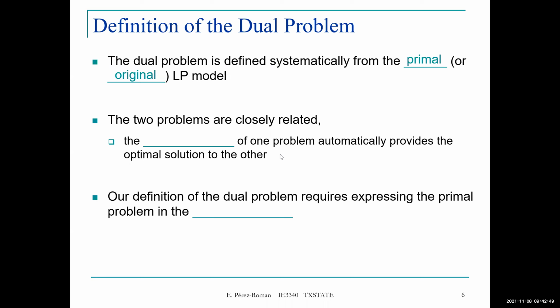The two problems are closely related, and the optimal solution of one problem automatically provides the optimal solution to the other. So even though there are two problems, two different formulations, the optimal solution is going to be the same. Our definition of the dual problem requires expressing the primal or the original problem formulation in equation form. So we're going to still use slack and excess variables to convert our inequality constraints into equations.